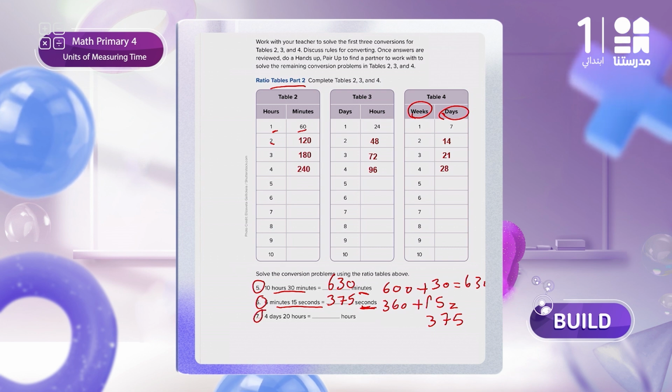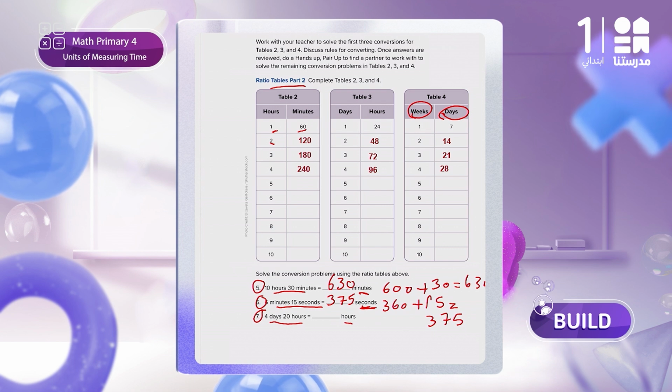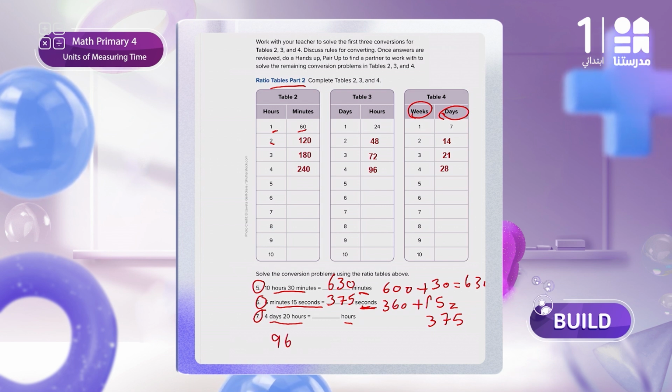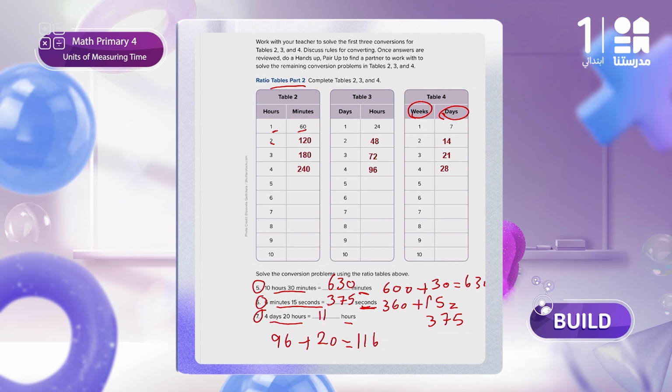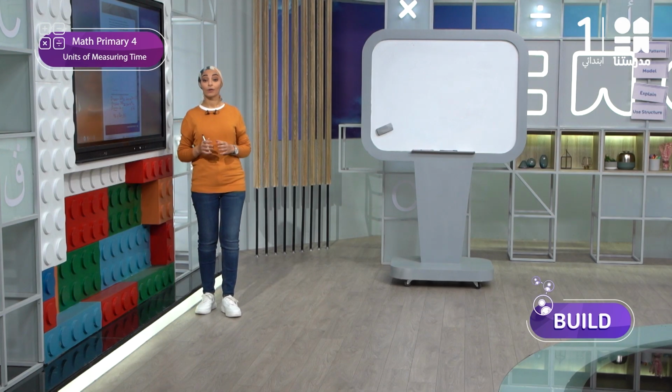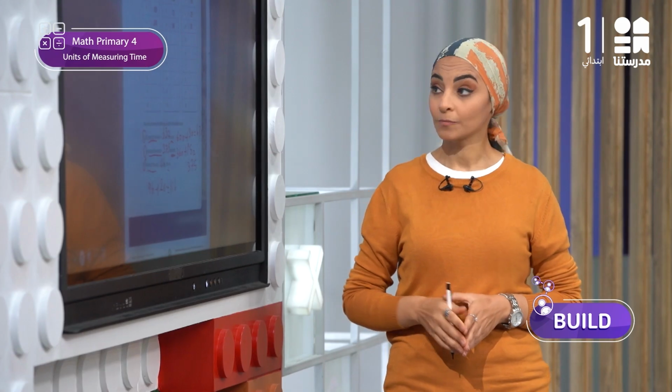Now let's move to problem number 7. Problem number 7, he wants to know 4 days and 20 hours equals how many hours? عايز أحول كل ده للhours. So 4 days will be equal to 96 hours. Right? Plus what? Plus 20 hours. 96 plus 20 gives me what? Yes, the answer is 116 hours. Have you noticed that these tables have already helped us solving the problem?